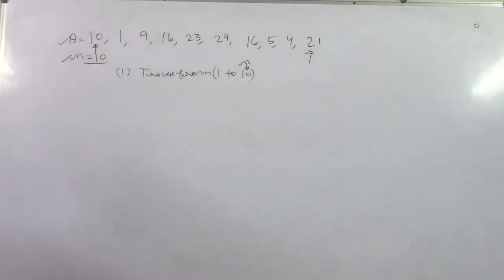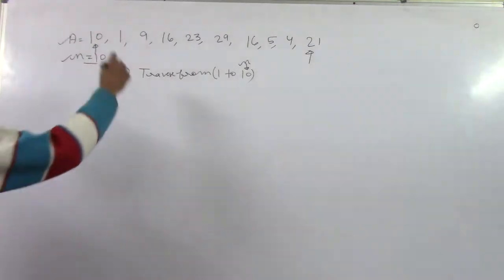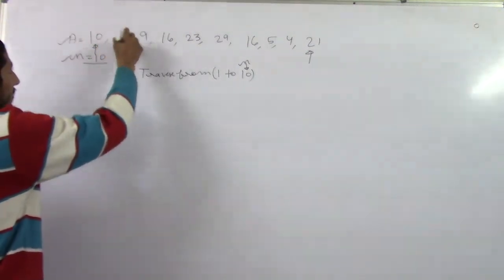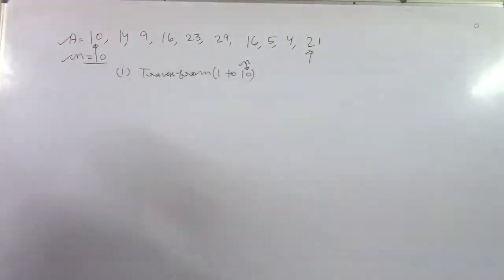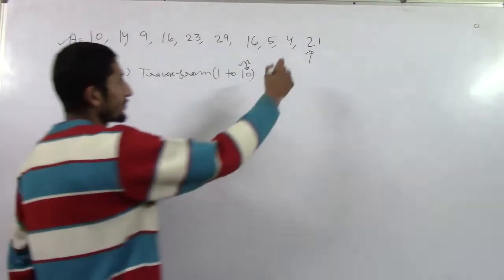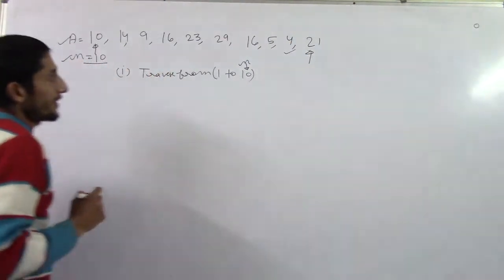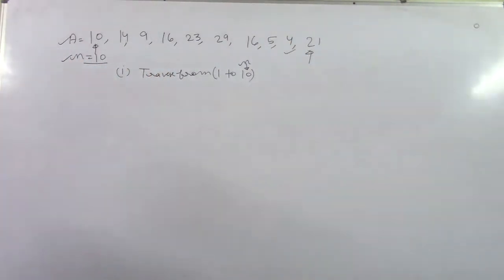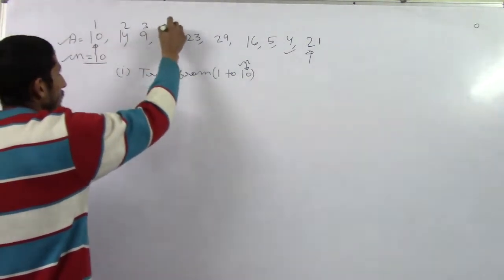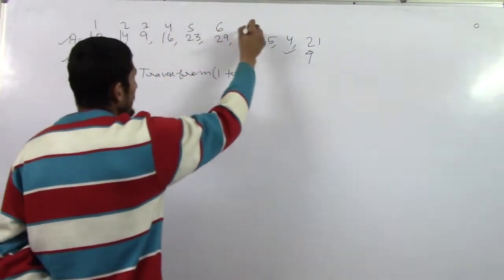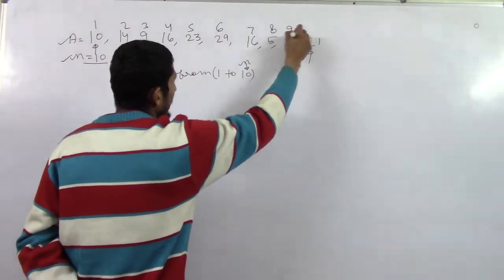So which one is the smallest number? Let's say 10 is a number here. Which one is the smallest number? The smallest number is 4. Are you following this? Then what is the location of the smallest number? The location of the smallest number is 9, that is location number 1, 2, 3, 4, 5, 6, 7, 8, 9 and 10.